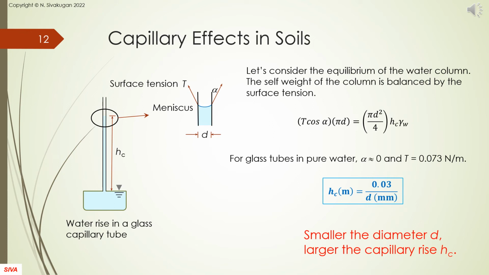The capillary water column is held by the surface tension T right around the inner tube, acting at an angle alpha to the vertical. By equilibrium considerations, we see that Hc in meters is equal to 0.03 over d, where d is in millimeters. Smaller the tube diameter d, larger the capillary rise Hc.